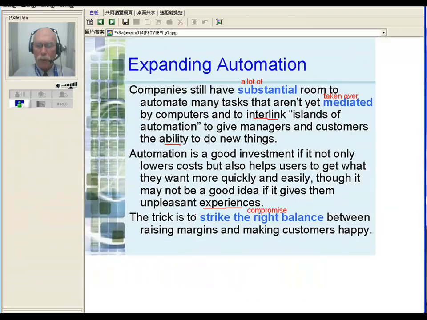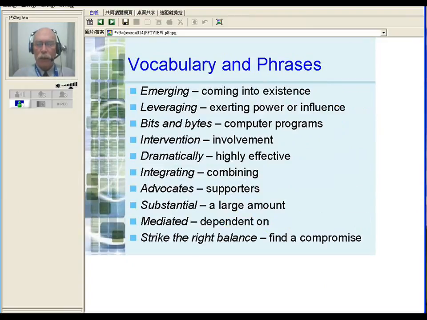So we want to try to find that right balance there. Okay. So customers and the company both get what they want.